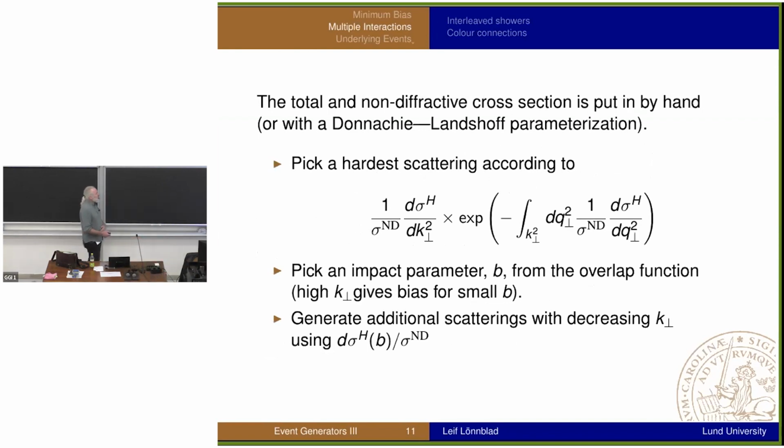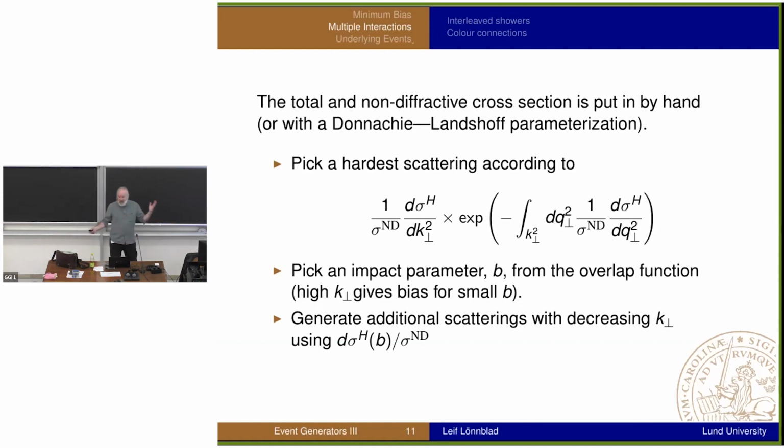So we have one more thing to fix. We need to know the non-diffractive cross-section, and that has been measured. And so you can just put it in from measurements. Donnachie and Landshoff have made many nice parameterizations of this, and there are also other people who made parameterizations. So you get this number from somewhere. You tune the soft turnoff of the cross section, and you get this.